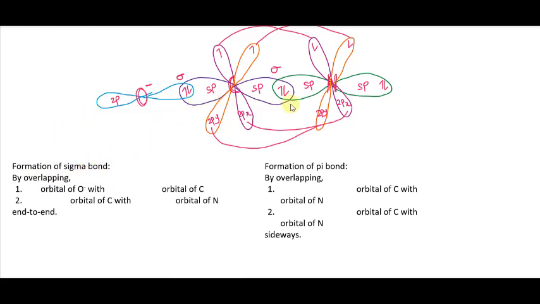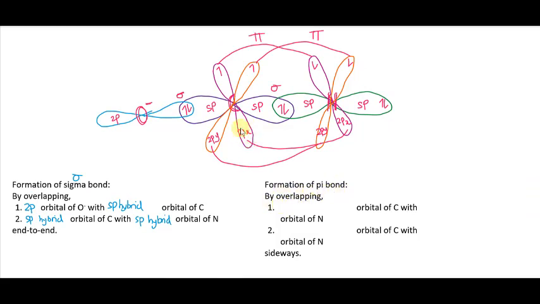For the formation of sigma bonds, we have 2 sigma bonds here, right? The 2p orbital of O minus overlaps with the sp hybrid orbital of carbon, and another sigma bond is from overlapping of the sp hybrid orbital of carbon with the sp hybrid orbital of nitrogen. Since this is the formation of sigma bonds, the overlapping is end to end. For the formation of pi bonds, we have 2 pi bonds here. The formation of pi bonds is by overlapping the 2px unhybrid orbital of carbon with the 2px unhybrid orbital of nitrogen, and another one, the 2py unhybrid orbital of carbon with the 2py unhybrid orbital of nitrogen, sideways or side by side. That's all for the overlapping of orbitals and the hybridization process for OCN minus.